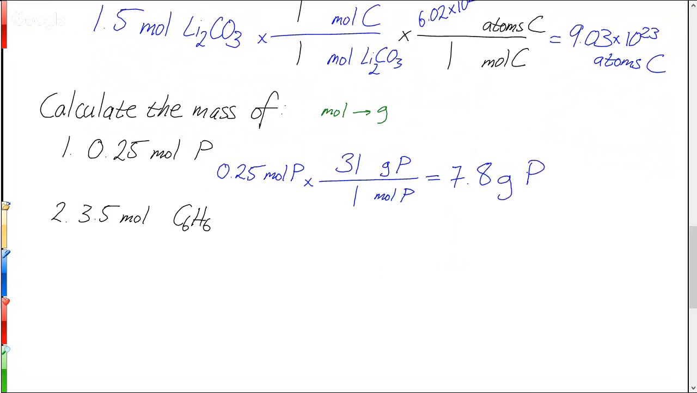So if we wanted specifically 0.25 moles, or a quarter mole, of phosphorus, that means that we would need to weigh out 7.8 grams of phosphorus. Okay, so see if you can do the next one. Same type of question, different compound, different numbers. How many grams would you need for 3.5 moles of C6H6, which is a compound called benzene?